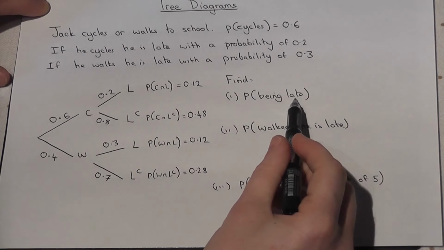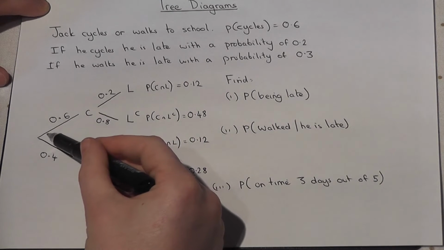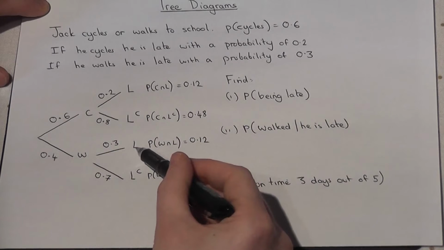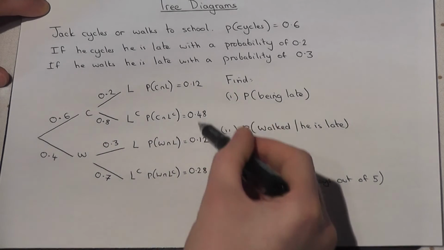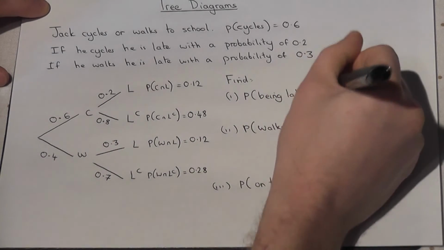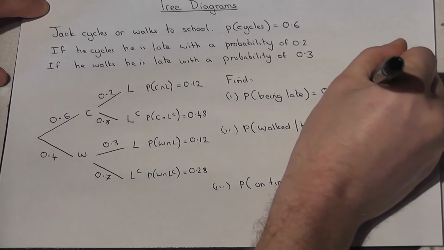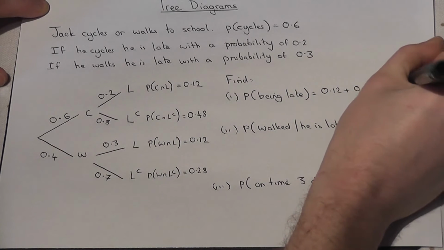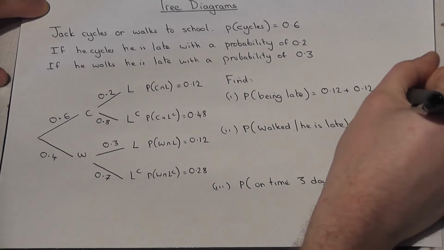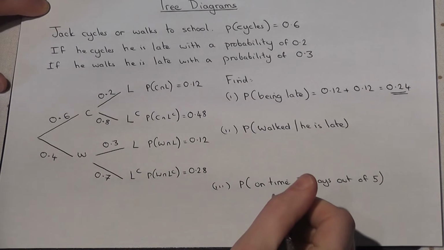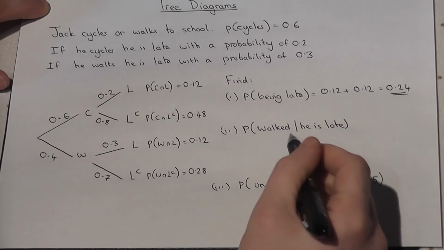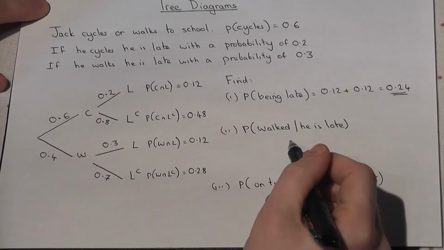So the chance of being late, there are two options. Is he either late having cycled or late having walked. So there's two options, so all we do is add together the two possibilities to get 0.24. A nice simple start. Now the second question is a bit trickier.